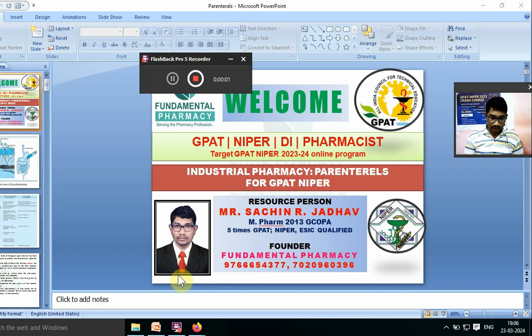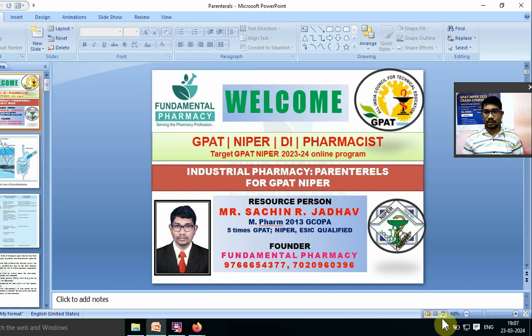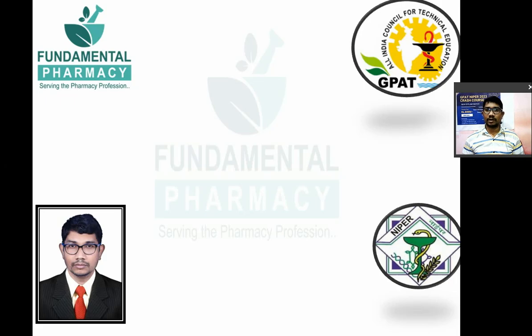Today we are going to start our new chapter from industrial pharmacy, that is nothing but the parenteral preparations. So in the parenteral preparations, what is important? We'll see that. So you know that we have seen pre-formulation, tablet, capsule, suspension, emulsion, suppository, aerosols, and we have seen these chapters from industrial pharmacy.